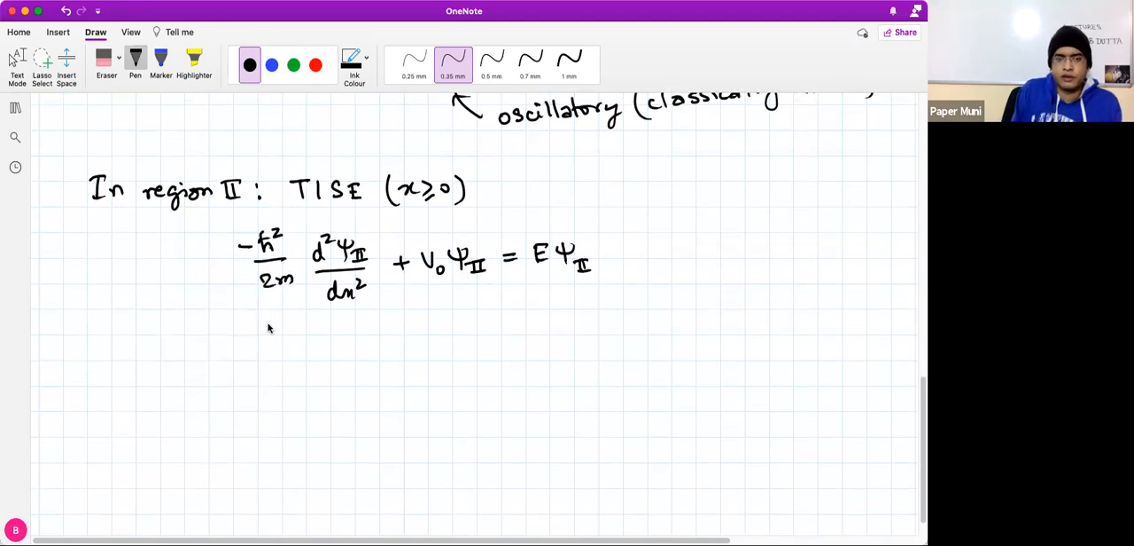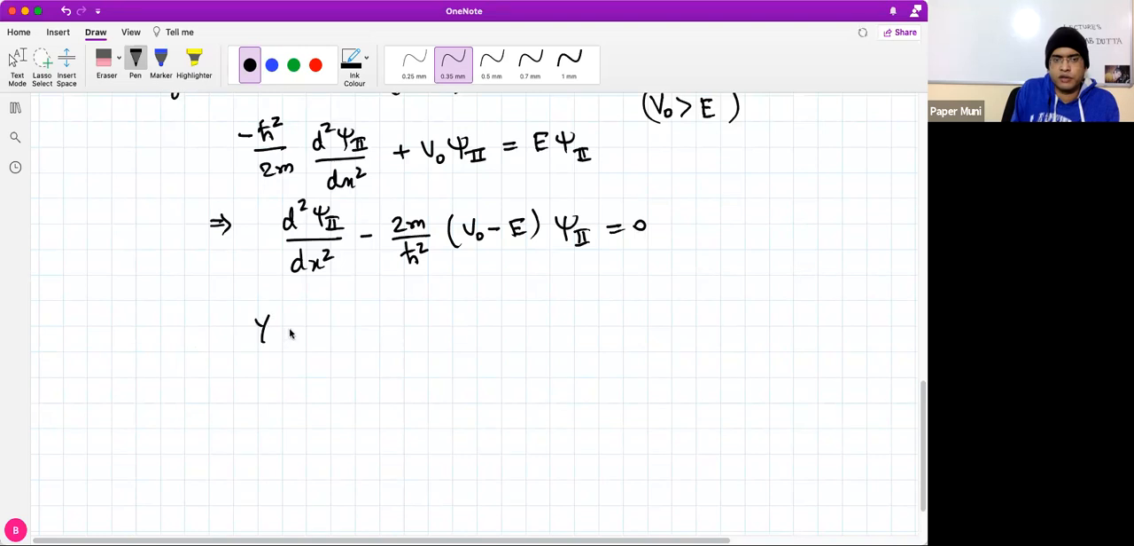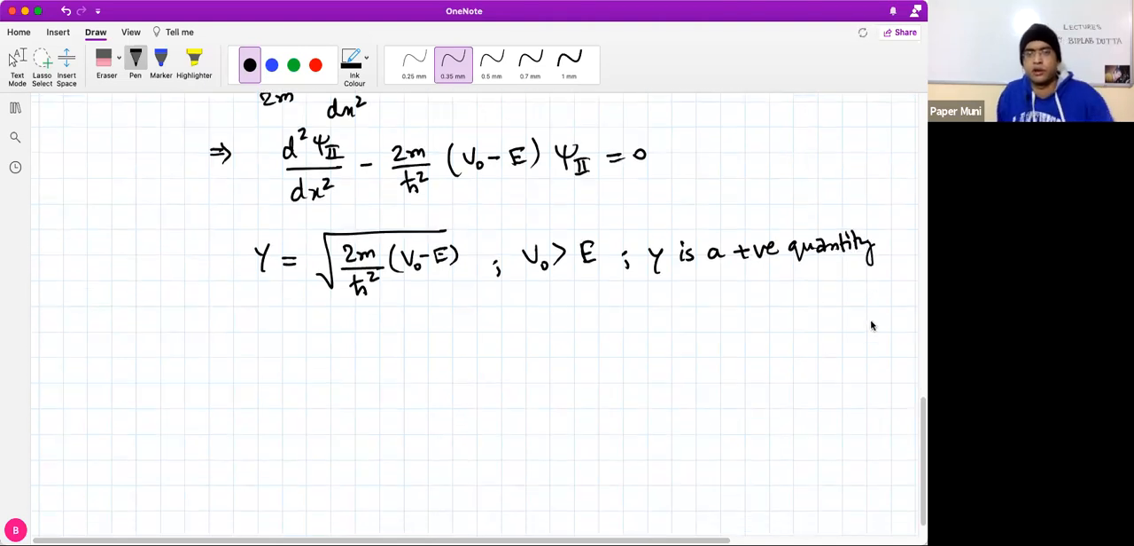Now let's rearrange. We are making the arrangement such that, in this region, V naught is greater than E. So we define a quantity gamma, which is this term, and we define it to be positive in this region because V naught is greater than E. Gamma is a positive quantity. We rearrange the equation in such a way.